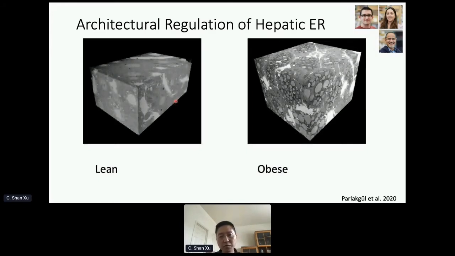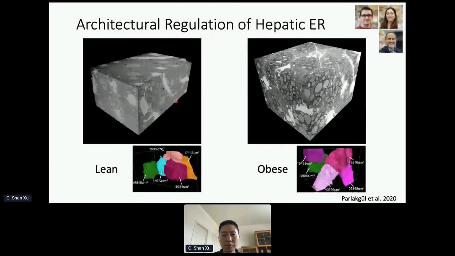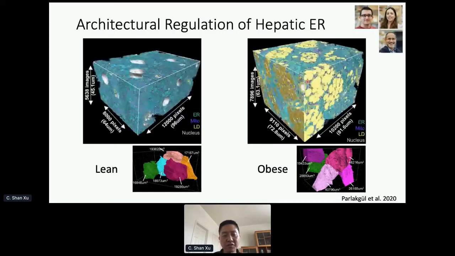So we started by imaging multiple tissue samples of different conditions that Anna and Gunesh prepared. We have lean versus obese, fasting versus fed, and they're all large enough, as you can see, to contain multiple whole cells. And you can already see the morphological difference between, say, lean and obese, which becomes more obvious after segmentation. For example, you can see a lot more lipid droplets, shown in yellow, for the obese animal, which is not surprising at all.